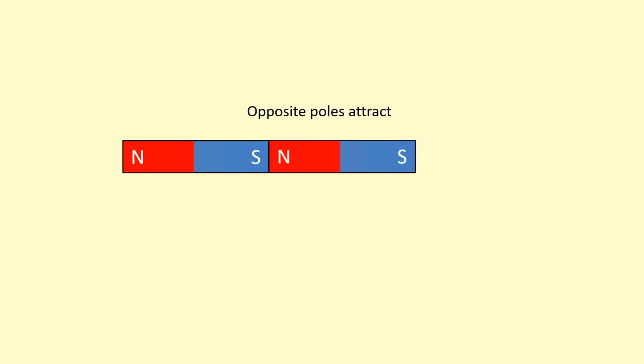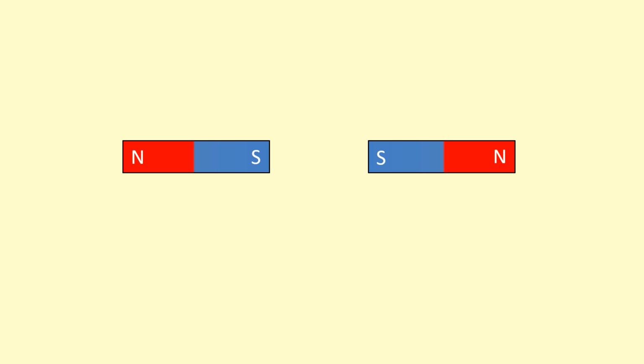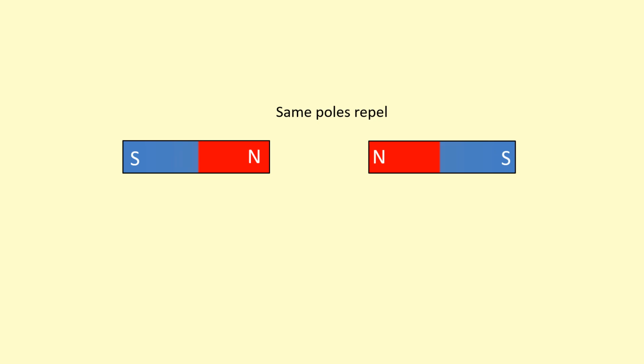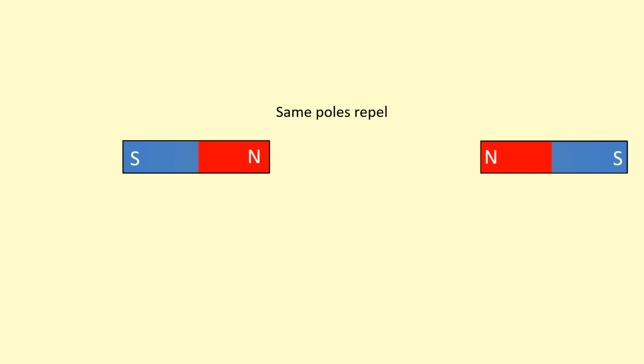So for example, around this magnet, if I bring a north pole towards the south pole, then it will attract. We can say that opposite poles attract. Okay, so if I bring a south next to a south, then actually it will repel. So we can say the same poles, or like poles, repel. If I bring a north and north together, they will also repel.